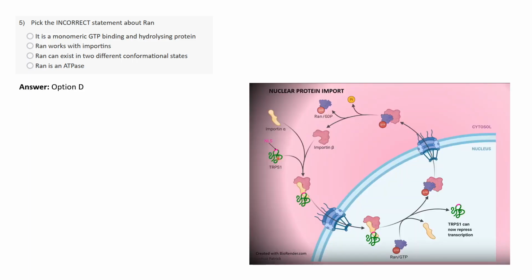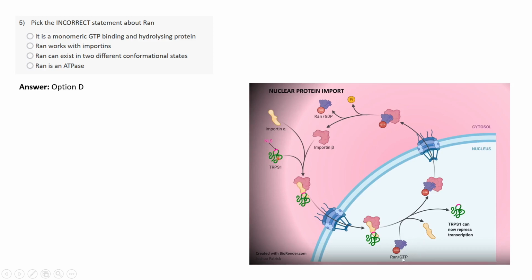First you need to understand what RAN is. RAN is a nuclear import protein. It is a GTPase, not an ATPase. So option D is correct. Let's understand over here. There is an importin receptor, importin alpha and beta, two subunits, which will bind to the nuclear localization sequence on the protein and will allow the transfer of that protein inside the nucleus.